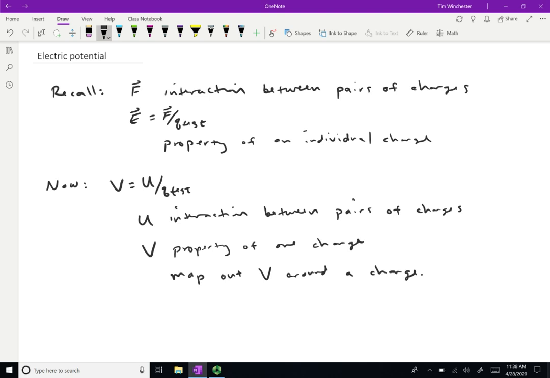Okay, so at this point, I should tell you what V is called. And I'd like to preface this with an apology. I didn't choose this name, and I would choose just about any other name instead of this name. But V is called the electric potential.